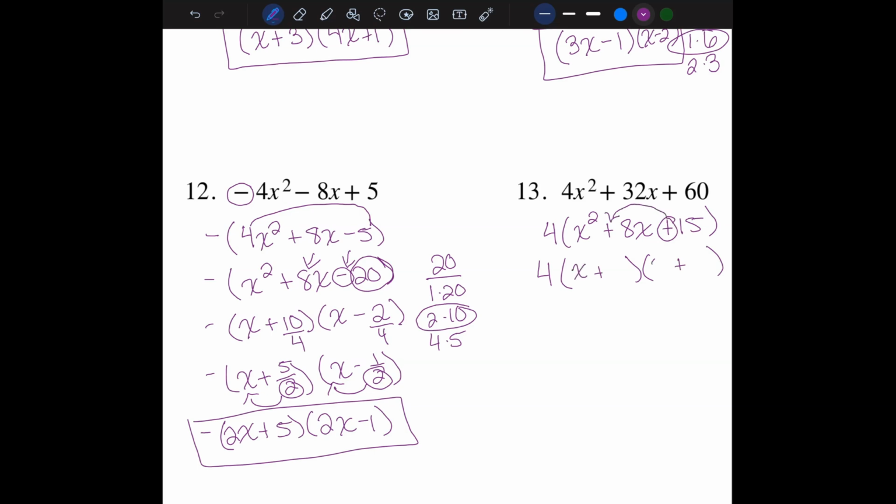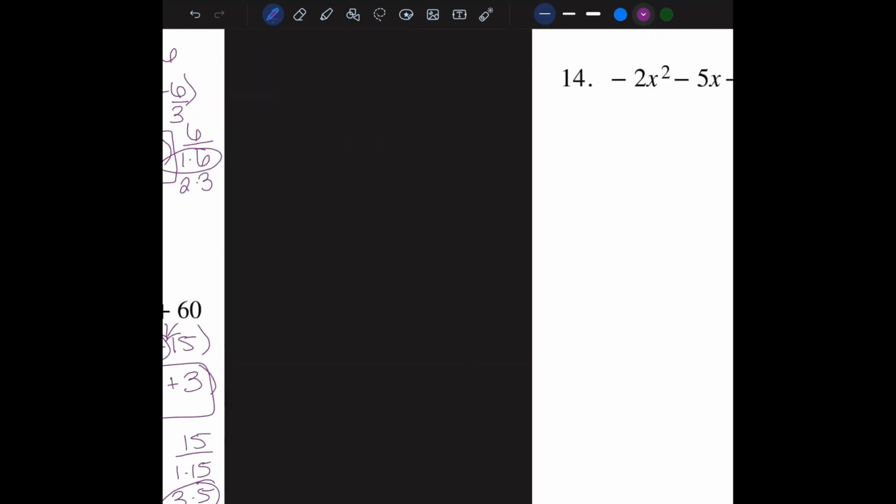X and x. And I'm looking for two numbers that are going to multiply to make the 15. So I have 1 and 15 or 3 and 5. I need the one that will add to make 8. That would be 5 and 3. And these are exactly the same, so it doesn't matter where 5 goes and where 3 goes.